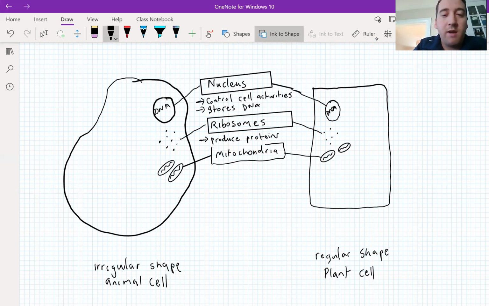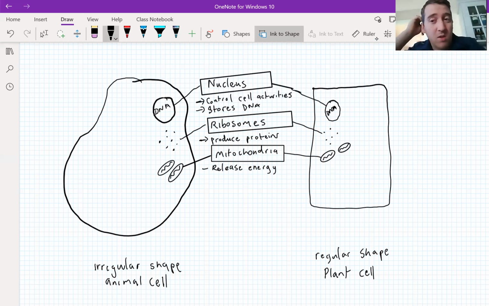It's an oval-shaped structure, and its job is to release energy for the cell. So it releases energy. Now, everything that happens in the cell requires energy. All the stuff that's going to be going on here that we're going to be learning about in the future. I'm drawing the cells here as a picture where nothing is moving, but really there's loads of stuff going on in the cells.